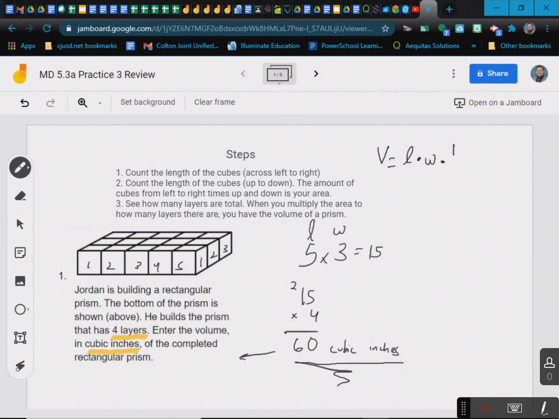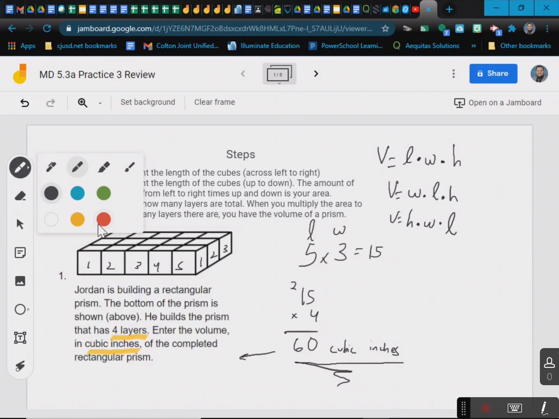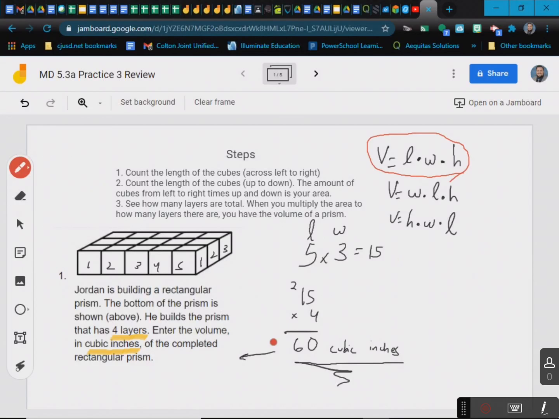So we found the length, which was 5. We multiplied it times the width, which was 3. Got 15. Then we multiplied it times the height. Now, since it's multiplication, you can do it in any order. It could be width times length times height, or height times width times length. Any combination, you're still going to get the same answer. But the main equation that they will tell you is that it is length times width times height.